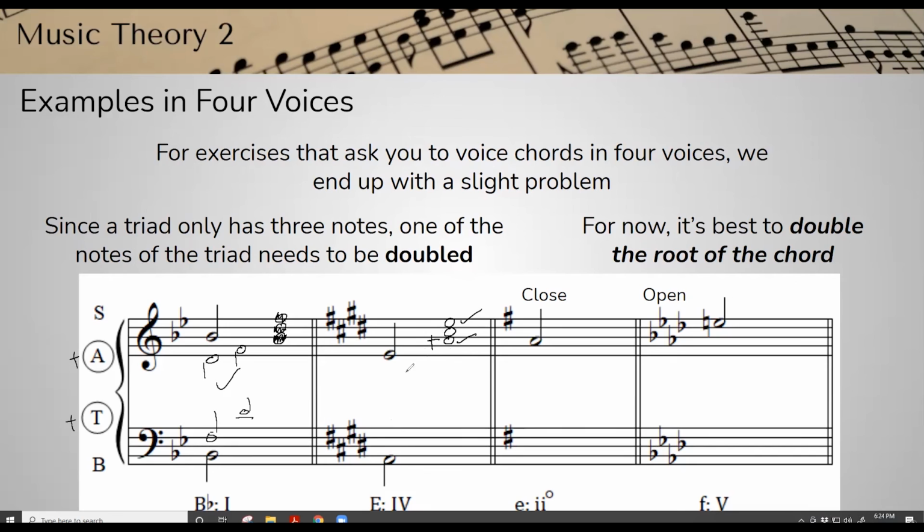Okay, well, let's find a home for all these notes. So first thing to find is a home for a C sharp. Well, maybe we can put that in our alto because that's within its range, right? And then we need to find a home for our doubled A. So the easiest place to put that would be here, right? So there you go. That's a good voicing for this chord.